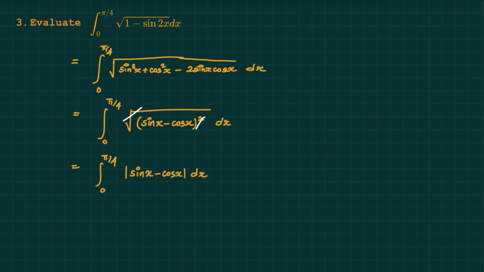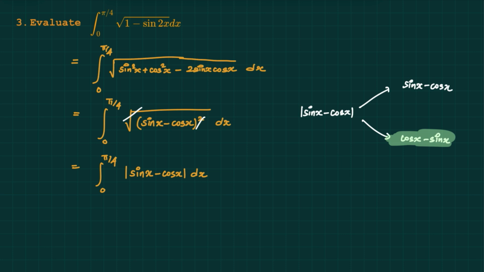Using the modulus sign because square root of any number is always positive. Now since my function is modulus of sin x minus cos x, and we know that this modulus of sin x minus cos x can be simply sin x minus cos x, or the negative of it, that is cos x minus sin x. Now since the value of x is from 0 to pi over 4, and between 0 to pi over 4 cos x is always greater, so this value will be positive.